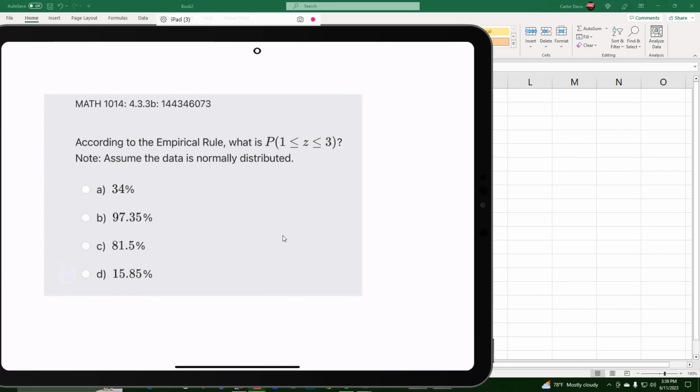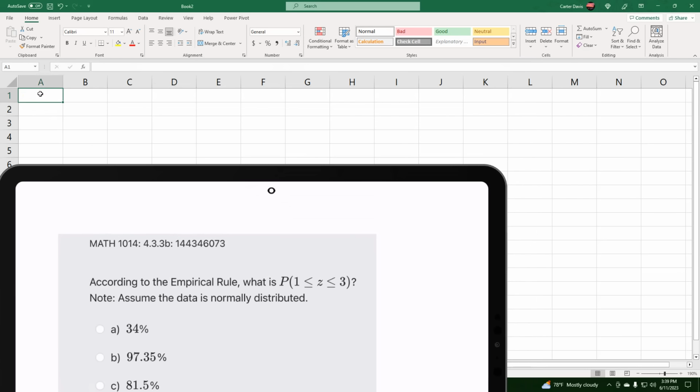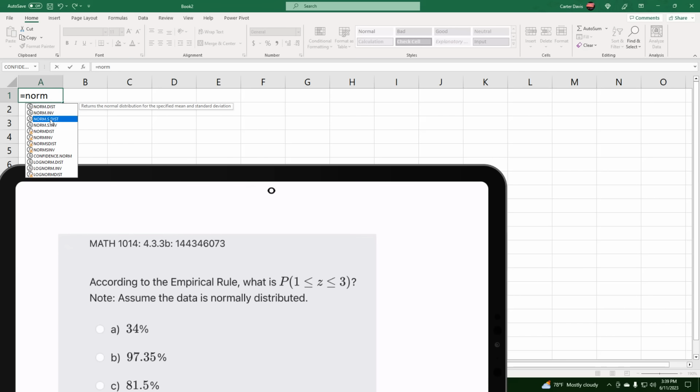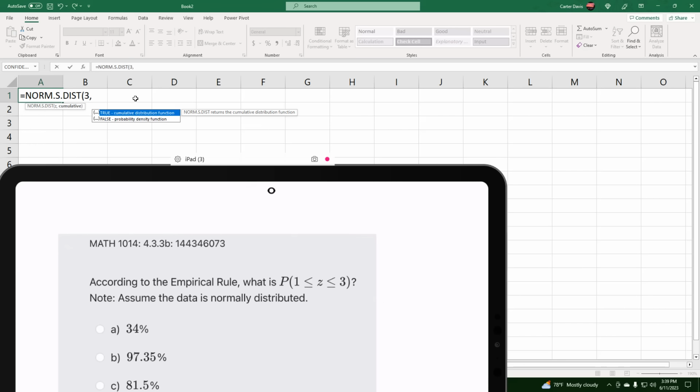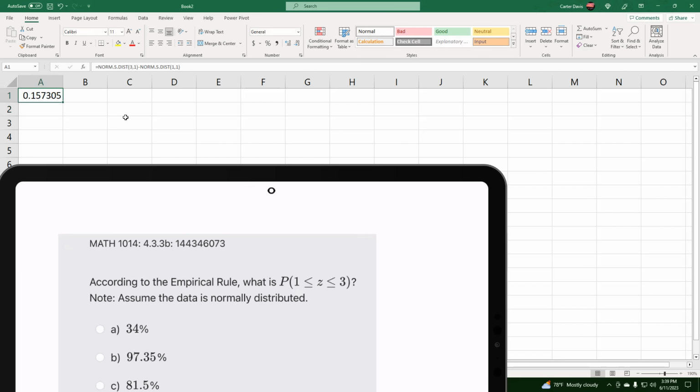So here they say, according to the empirical rule, what's the probability that Z is between 1 and 3. I'm going to demonstrate this. We're going to do equals Norm.S.Dist with the upper bound, the 3, always comma 1, and then we're subtracting Norm.S.Dist for 1, that's our z-score, and then comma 1. So this will give us the probability between a z-score of 1 and 3. We get about 15.73.